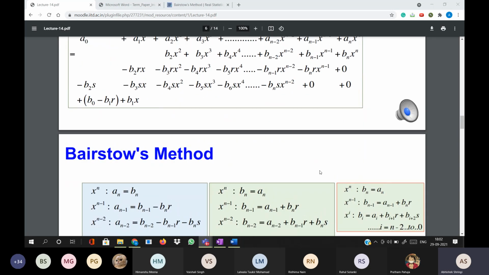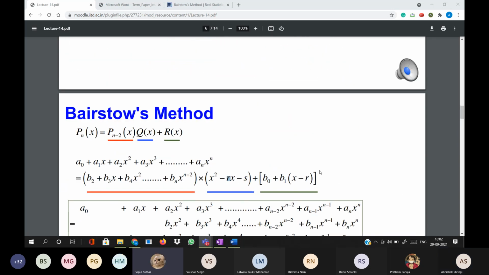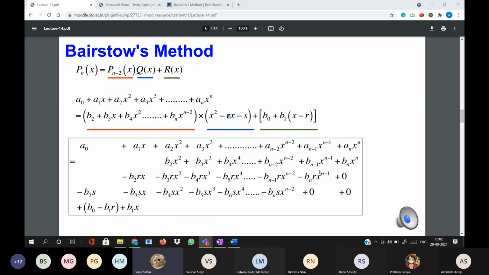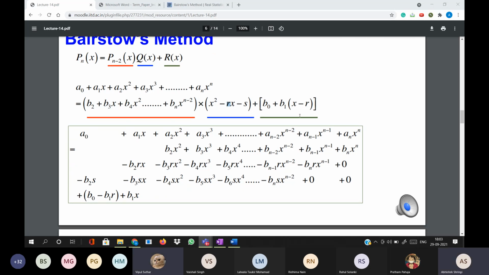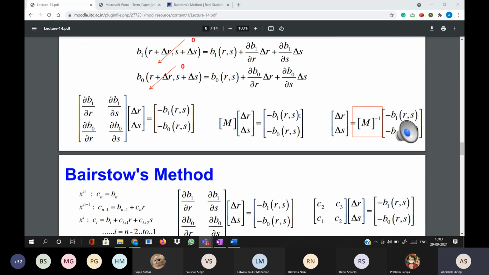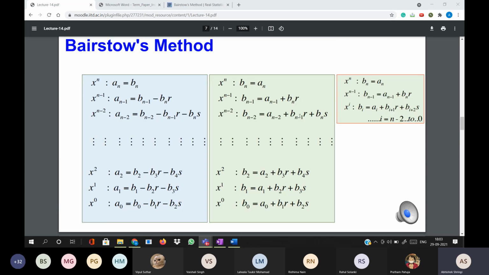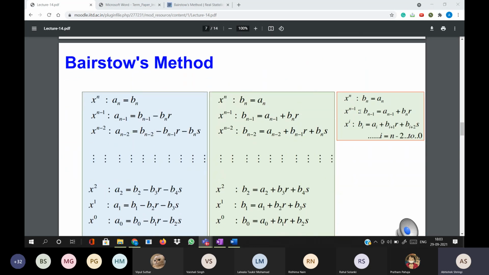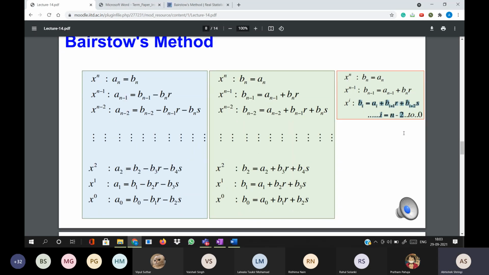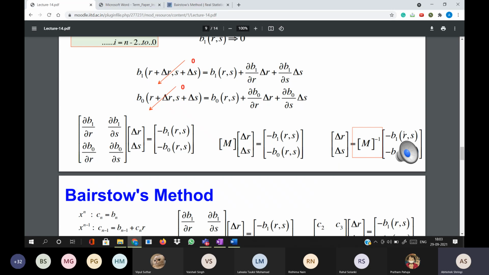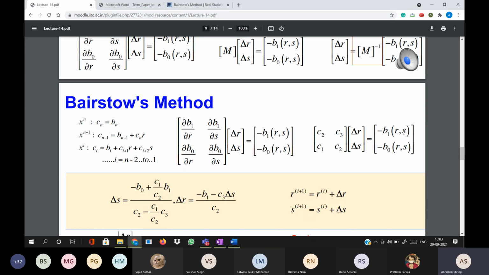Sir, for this method, is it fixed that we have to assume the remainder in this format, b0 plus b1 x minus r, or can we assume it as b1 x plus b0? You can assume anything, but accordingly the coefficients will vary. The formula we will be using is direct here. If we go by this method, we get these coefficients directly. But if we do not assume it and take it by our wish, then we have to change the whole method.